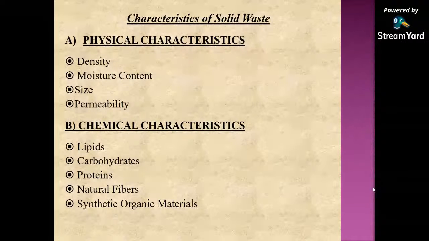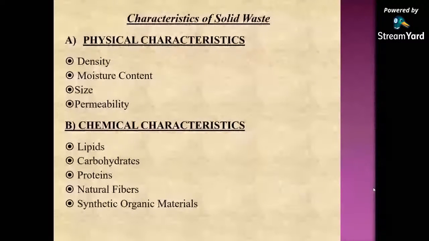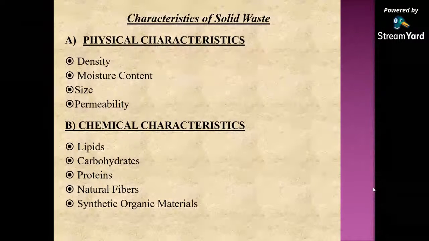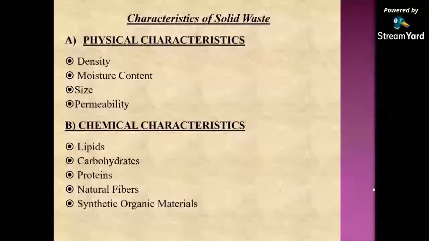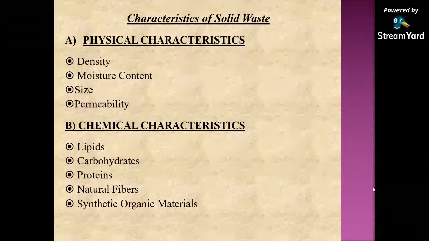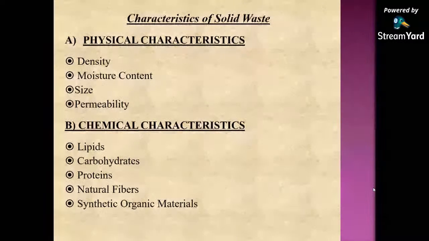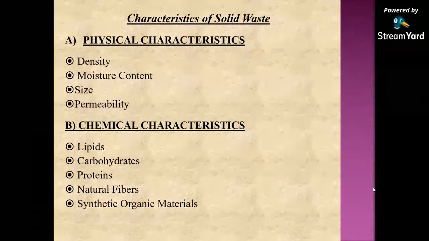Next chemical characteristic is proteins. These are compounds containing carbon, hydrogen, nitrogen, and oxygen, and organic acids with amino groups. They are primarily found in food and garden waste. But their partial decomposition results in the production of amines, which impart unpleasant odor.